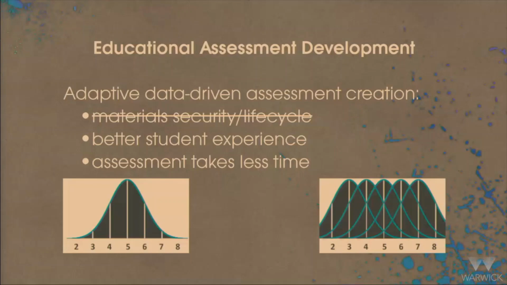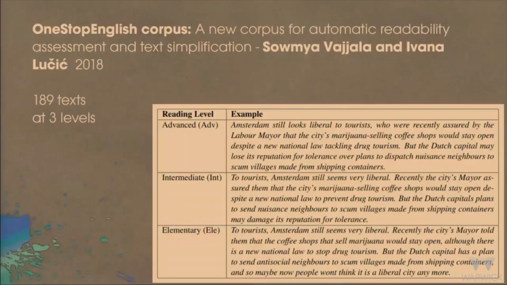So, what I did for this was I wanted to find a corpus of texts. So, luckily, One Stop English had produced a corpus of 189 texts that had been adapted to 3 different levels. This is freely available for research, whatever you want to do. So it's an interesting thing to look at.